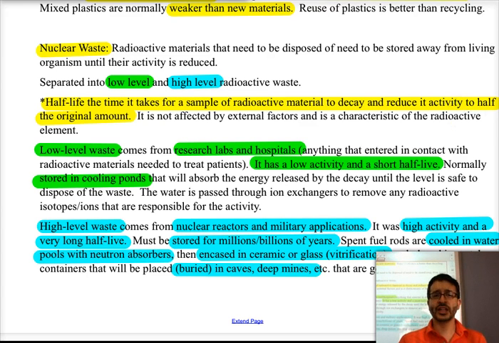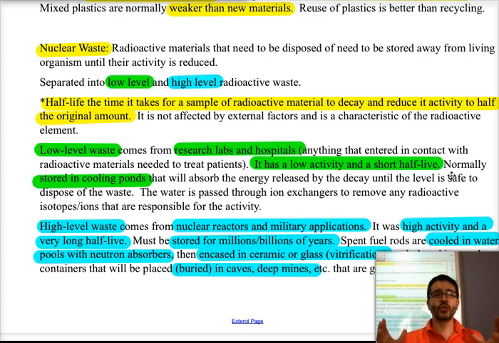High-level waste tends to come from nuclear reactors, the spent fuel rods, and from military applications. Of course, we're talking about the creation of military weapons, but also depleted uranium shells, etc., etc. They have a very high activity. They do emit a lot of radiation. They're dangerous in that sense, the amount of energy that is being emitted, and they have very long half-lives, sometimes half-lives that are in the millions or billions of years.